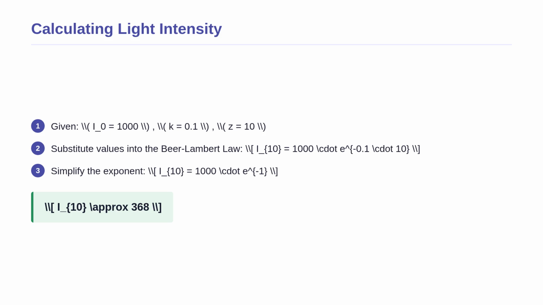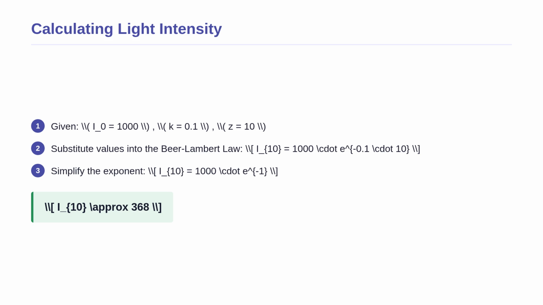Now that we have our formula, let us apply it to a real-world scenario. A marine biologist is studying a clear freshwater lake. We are given a surface sunlight intensity of 1,000 units. The extinction coefficient for this clear water is 0.1 per meter. We need to find the light intensity at a depth of 10 meters to see if algae can survive there.